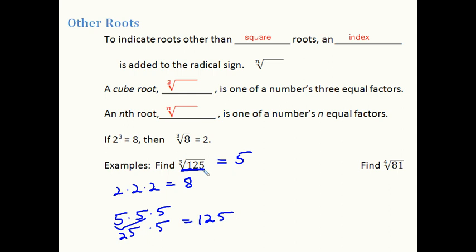Do not put the cubed root as 5 as your answer. That is not correct, so the answer is just 5. The next one is the 4th root of 81, and we want to think what multiplied by itself 4 times will give me 81.